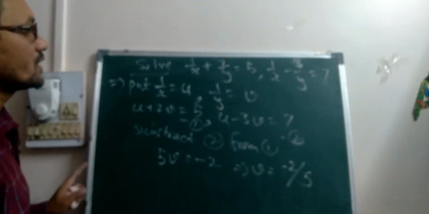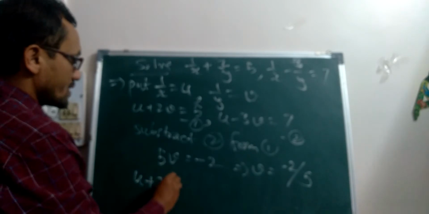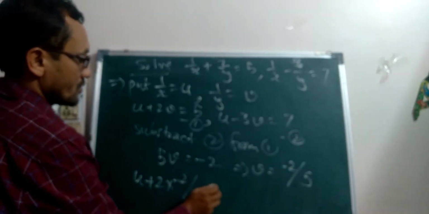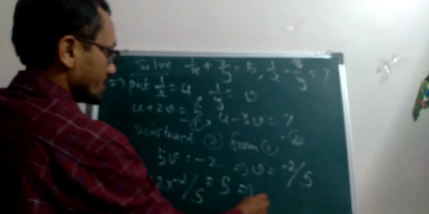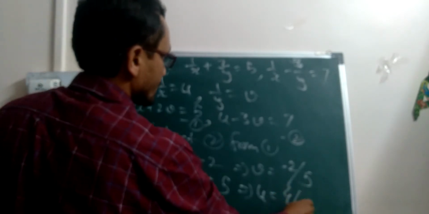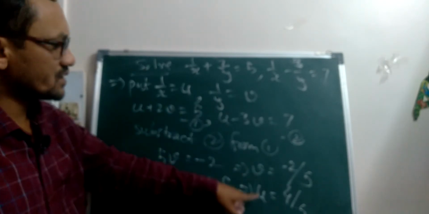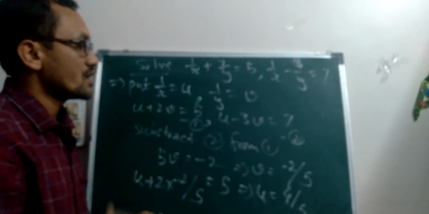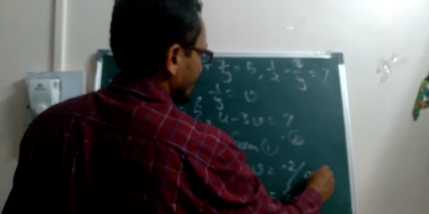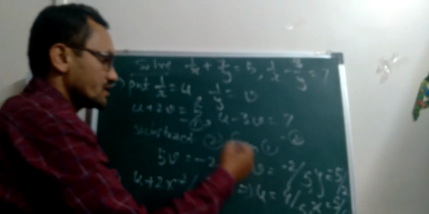So put v in equation 1. What do you get? u plus 2 into minus 2 upon 5 is equal to 5. This implies, what is the value of u? u is 4 by 5. So what are u and v here? u is nothing but 1 by x, the reciprocal of x, and v is the reciprocal of y. So we just take the reciprocal of these, and we get y is equal to minus 5 by 2, and x is equal to 5 by 4. Okay, so this is our solution.